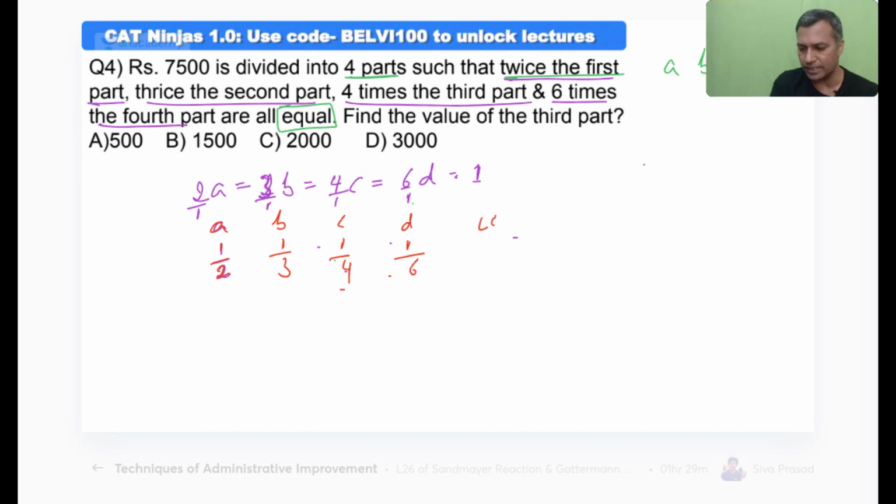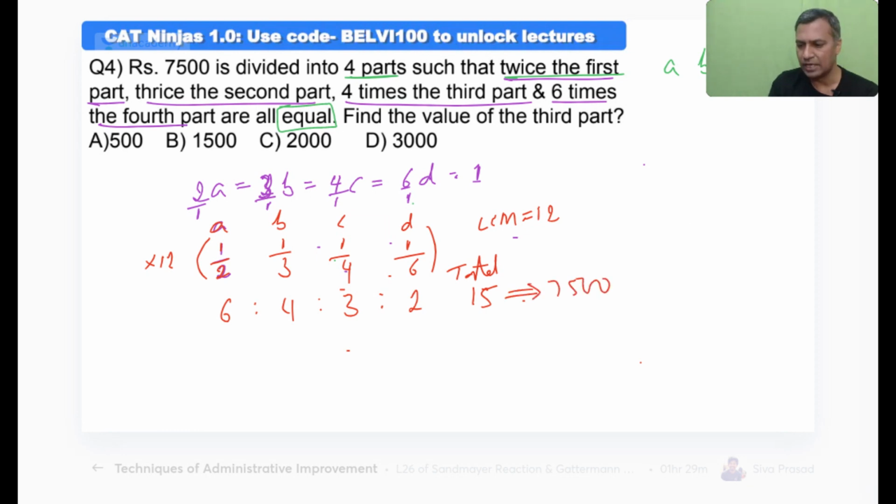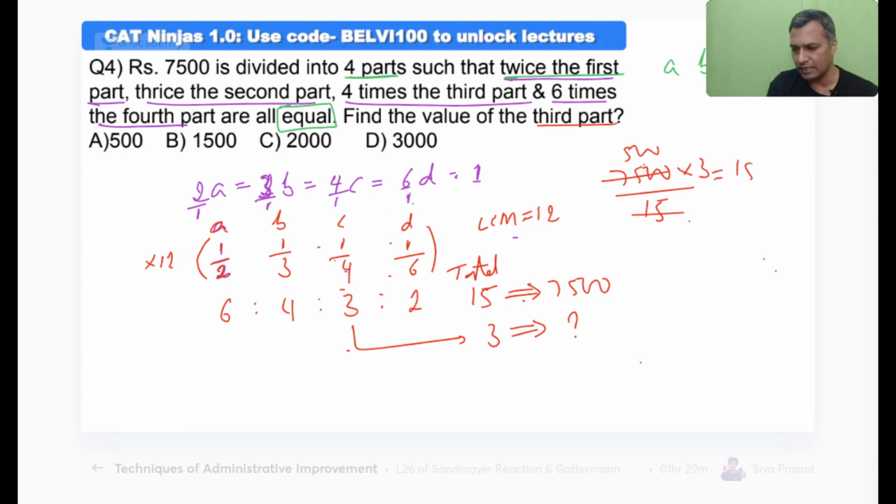Again, the LCM of all these denominators is nothing but 12. Multiply throughout this particular ratio, each element of this ratio, by 12. It would now become 6 is to 4 is to 3 is to 2, right? So therefore, the total is 15. 15 corresponds to 7,500. He is asking for the third part. Third part is 3. 3 corresponds to how much? 15 corresponds to 7,500. Therefore, 500 into 3 becomes 1,500. I hope by now you would have understood this.